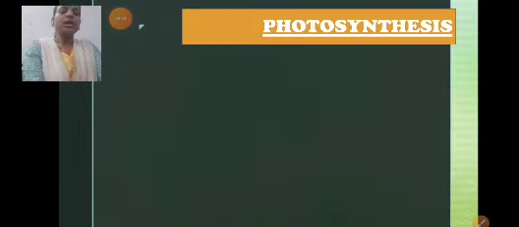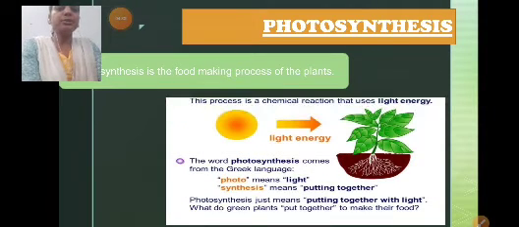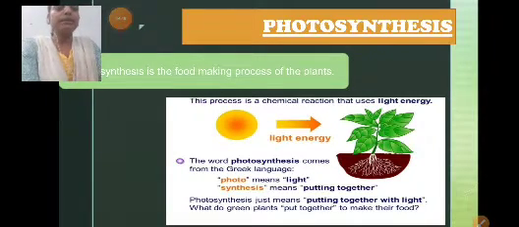Now we are going to study photosynthesis in detail. First of all, photosynthesis is the food making process of the plants. What happens in photosynthesis? The light energy that is obtained from the sun, or the solar energy, is converted to chemical energy. Let us now understand the meaning of the word photosynthesis.